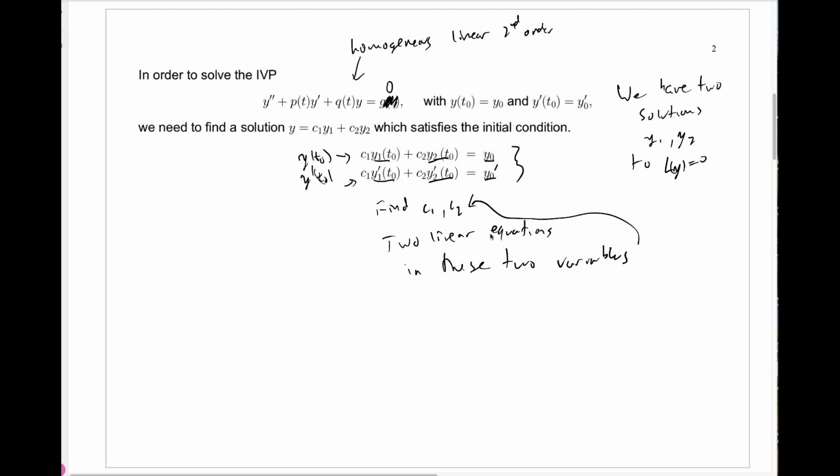C1 and C2. And from linear algebra, which I know you've all taken, at least Math 206 or the equivalent, we know ahead of time when we can expect to find a unique solution to two linear equations and two unknowns. One condition for that is on the coefficient matrix. In this case, the coefficient matrix is this matrix y1 of t naught, y2 of t naught, and down here we have the coefficients y1 prime and y2 prime.